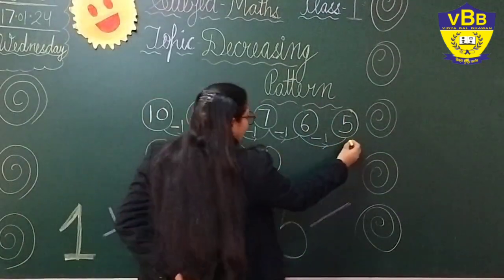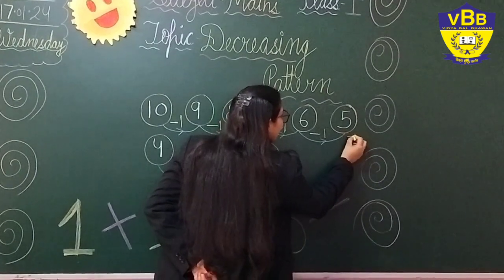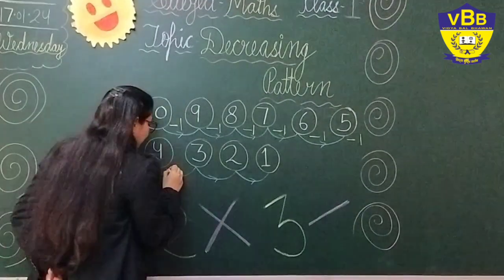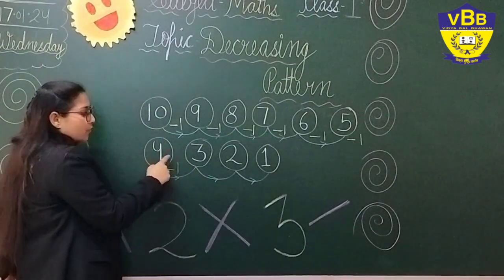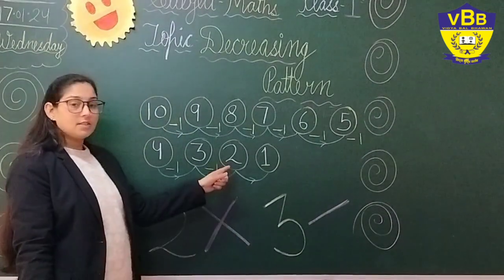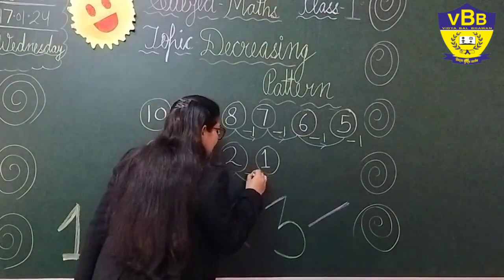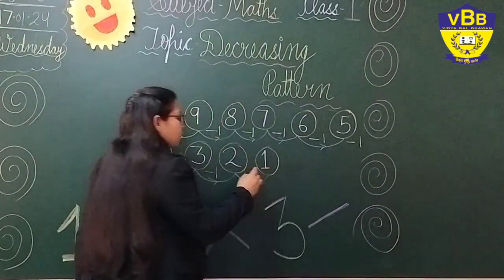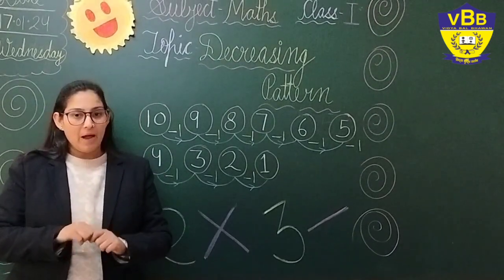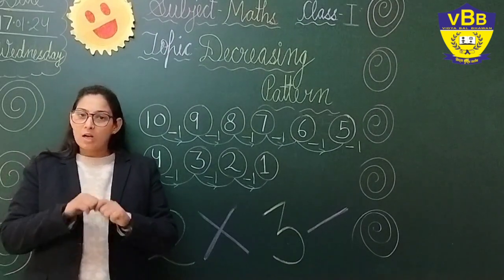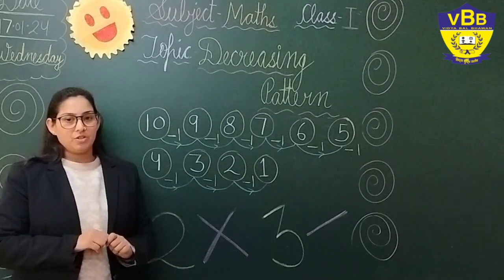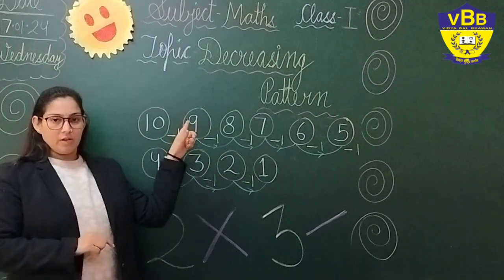When you subtract 1 from 5, you get 4. When you subtract 1 from 4, you get 3. When you subtract 1 from 3, you get 2. And when you subtract 1 from 2, you get 1. It means here we are following backward counting, and in decreasing order we have to do subtraction as the pattern is given.